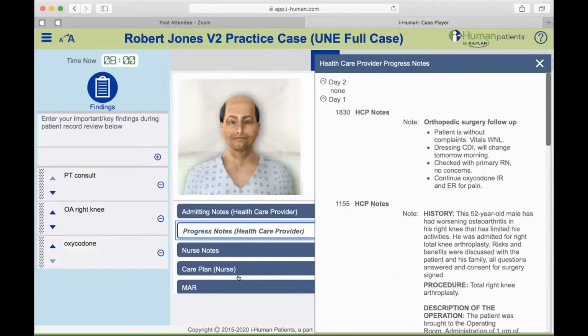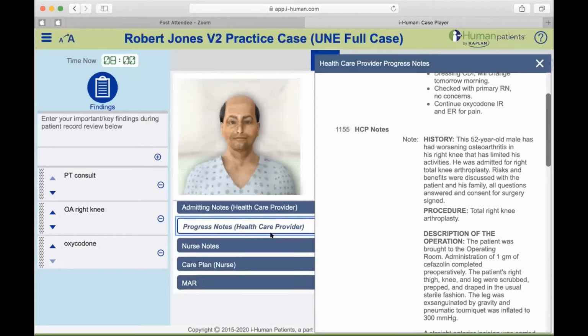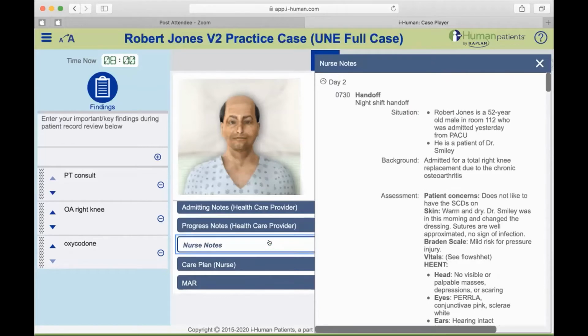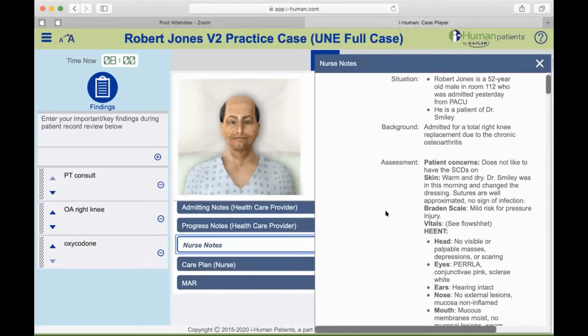Progress notes from the healthcare provider. Here we have a description of the operation. Nursing notes. Your students will spend a significant amount of time here, even more for Robert since he's been here for more than 24 hours. Our latest note was 7:30 this morning, and this was the shift handoff. So we learn about his situation, his background.